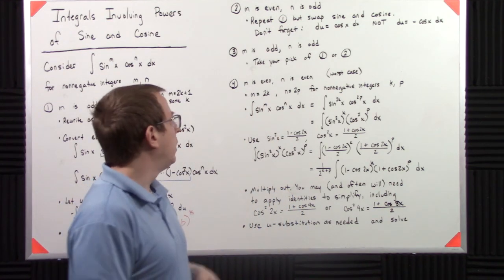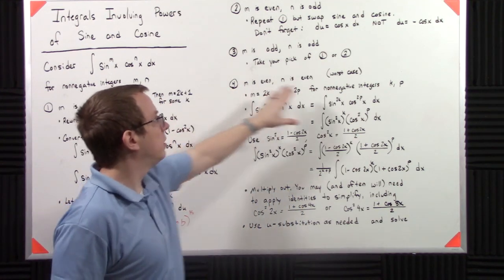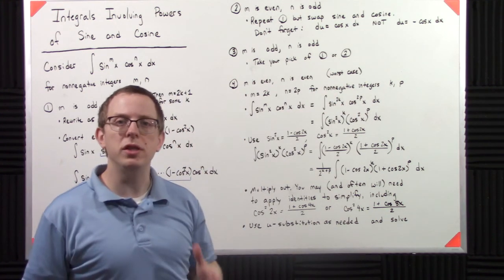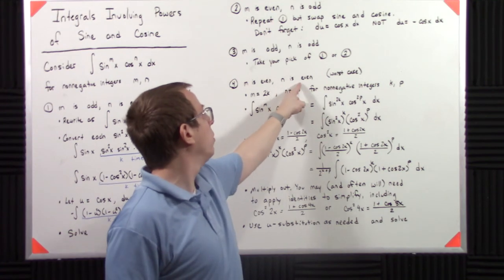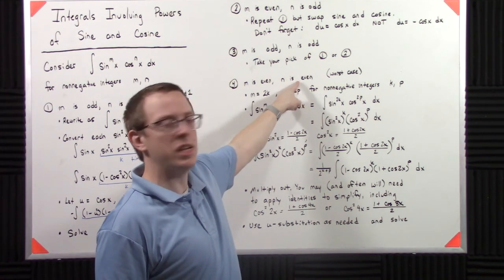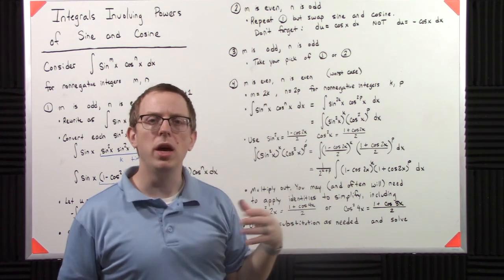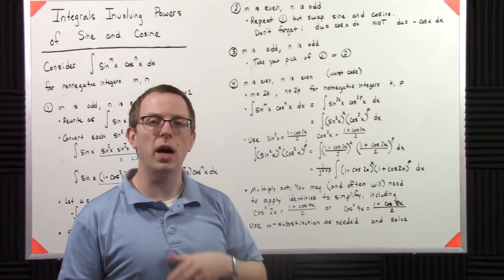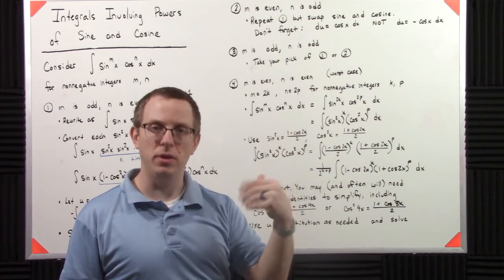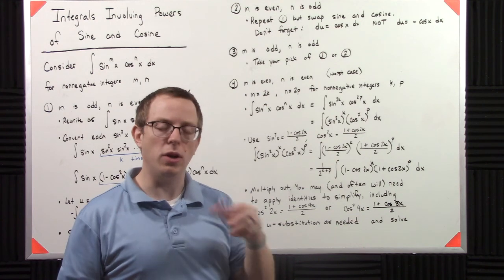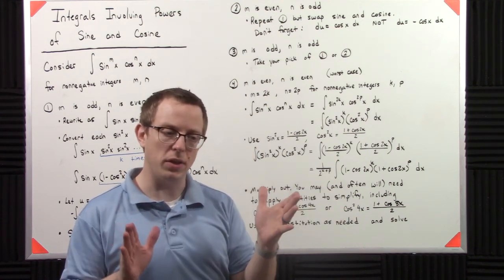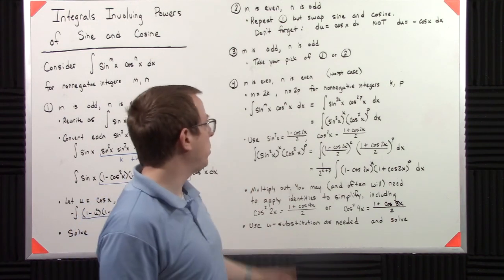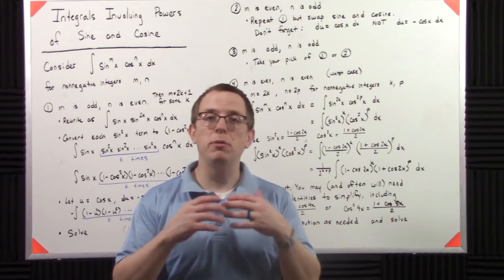So finally, we have the worst case, which is that both of them are even. Remember, that also includes the case where maybe n is 0 or m is 0. If you just have a singular integral like cosine to the 8th x dx, that is the case where they're both even. So to do this, we're going to have to be a little more clever.